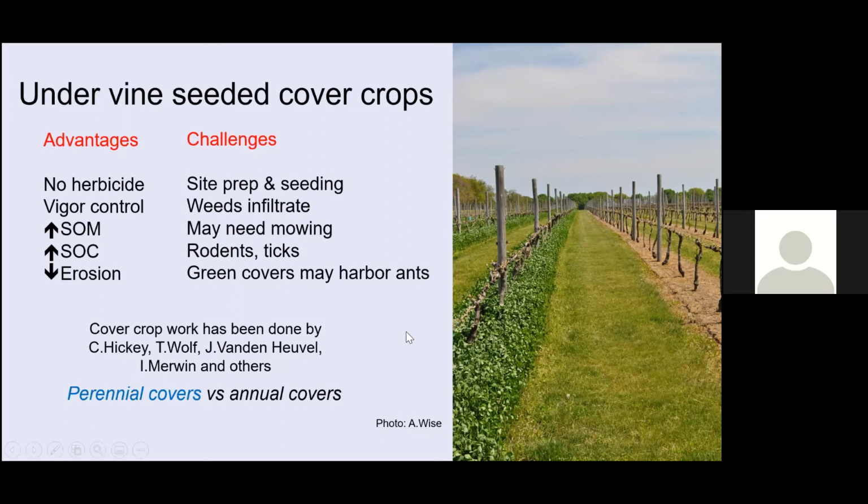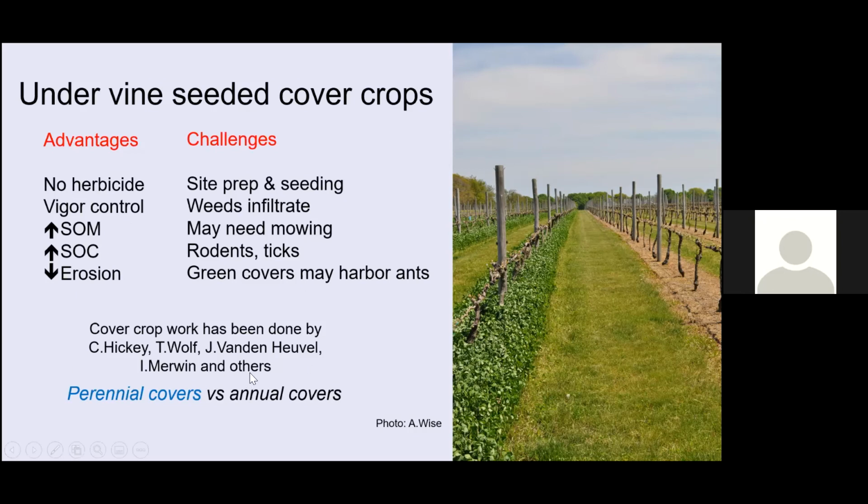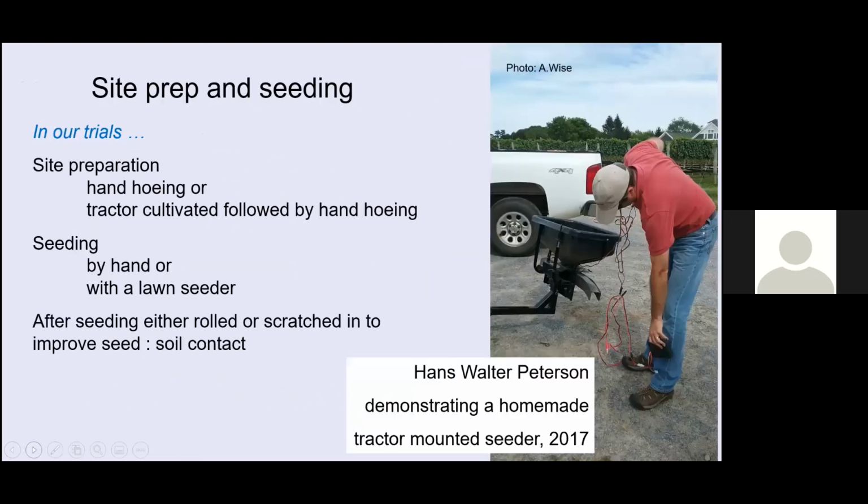But I'm going to talk primarily about perennial covers. There are a lot of people who have done really good work, and some with annual covers, notably Justine Van Hubel. So I'm sure you can find a lot of different information from those folks. In our trials, when we prepared the site, we either hand hoed or cultivated with the tractor and then hand hoed out the big clumps, because there were a lot of clumps of grass and big weeds we had to get out. So it's important to prepare the area.